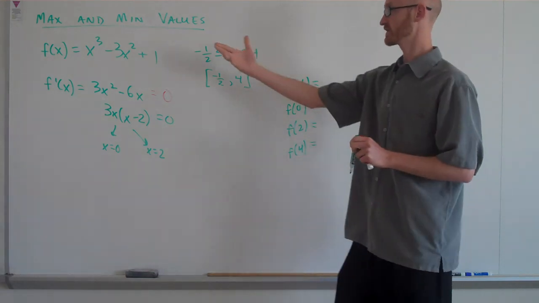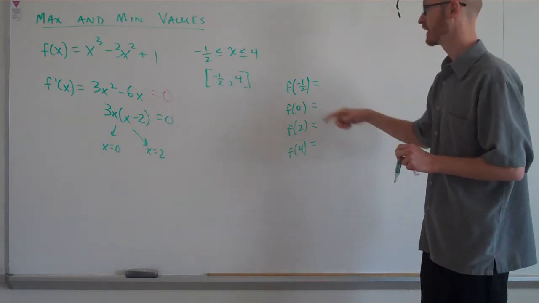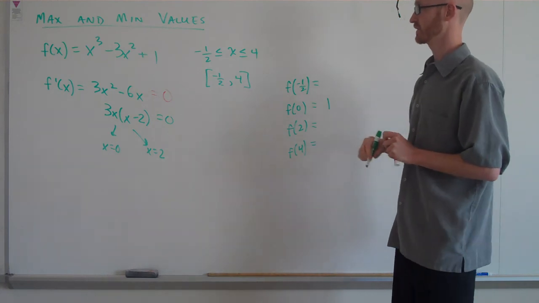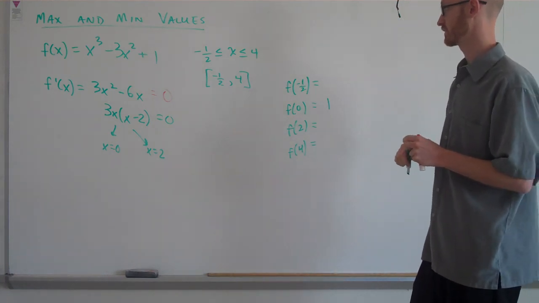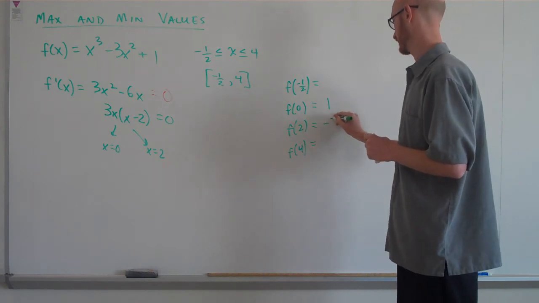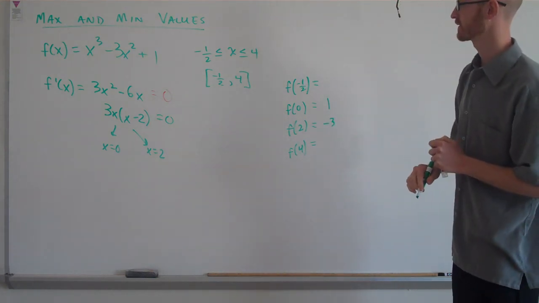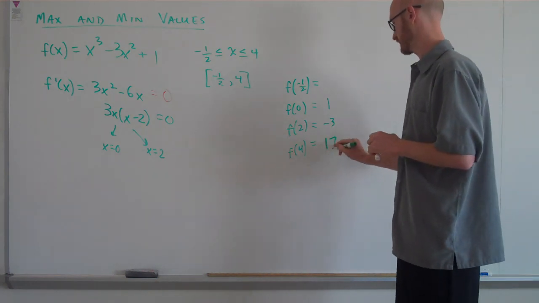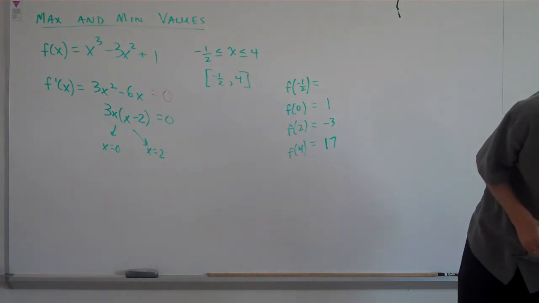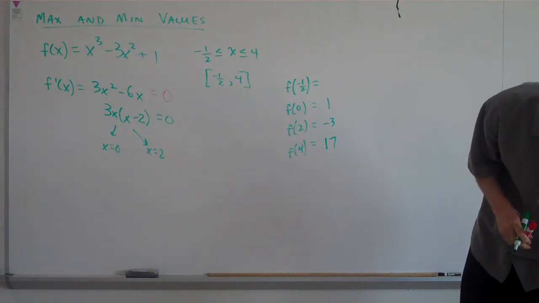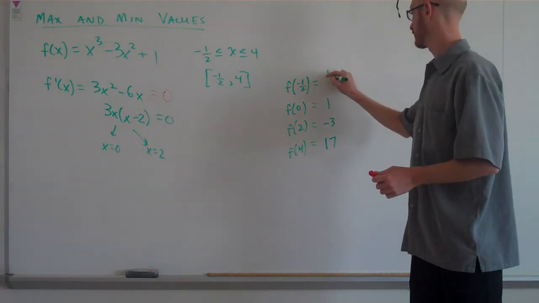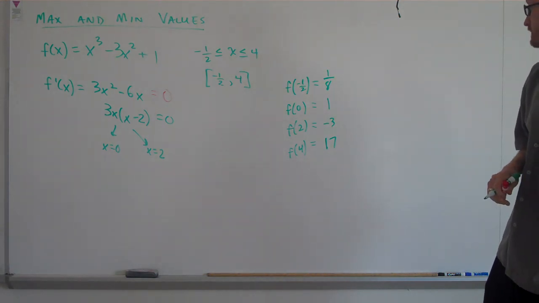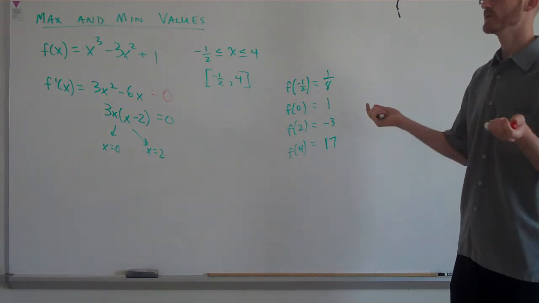F of -1/2, that says substitute -1/2 into the function. F of 0, that's a quick calculation. F of 2, that's 8 minus 12 plus 1, I get -3. I'm just going to check my calculations. And then f of -1/2 is 1/8 minus 3/4 plus 1. Make sure I'm right here. Yes. Okay, so now you can see that these are the only 4 choices.